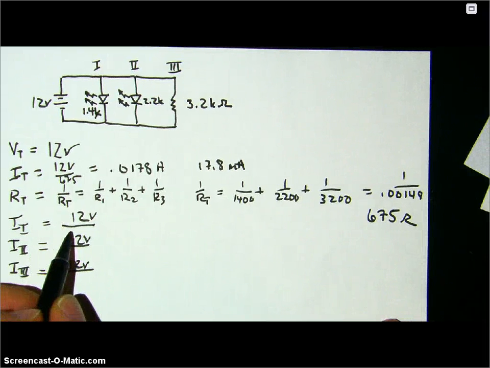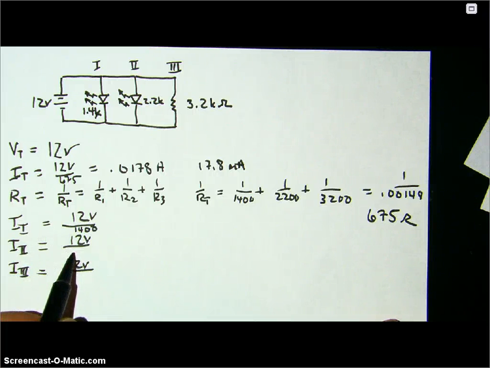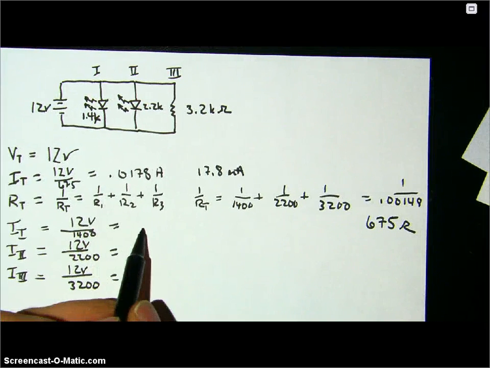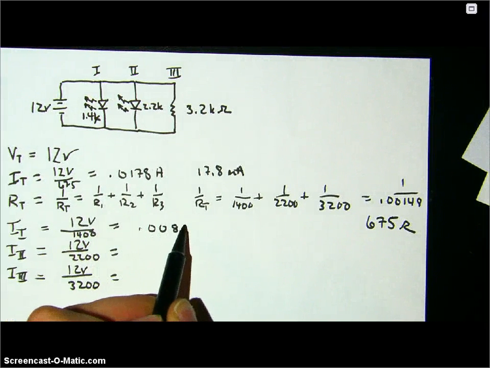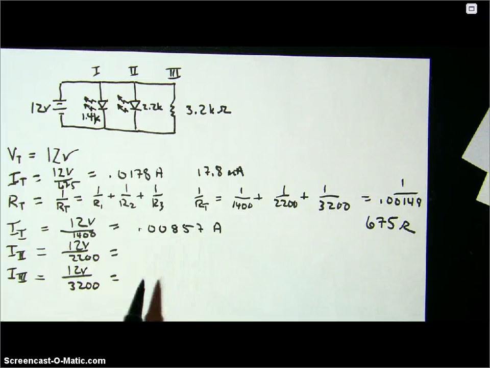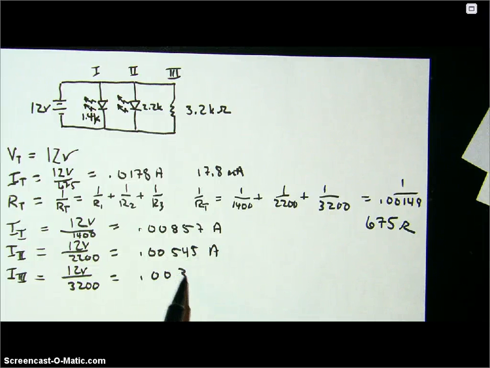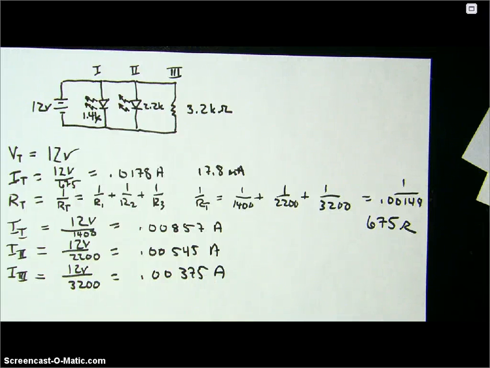So for the first one, and I know I'm squishing here, I apologize, was 1400. For the second one, it was 2200. And for the third one, it was 3200. If you did the math here, you should have gotten an answer. And again, I'm going to round a little bit to make things easier. Somewhere in that neck of the woods, depending on the number of places you carried.